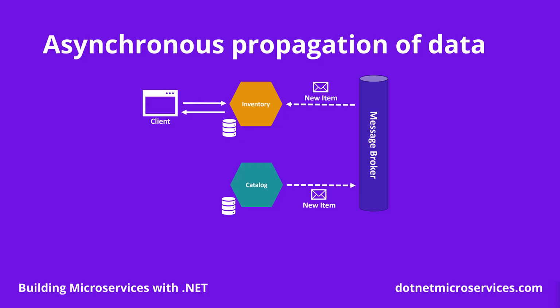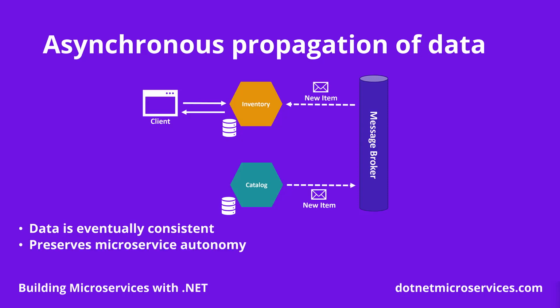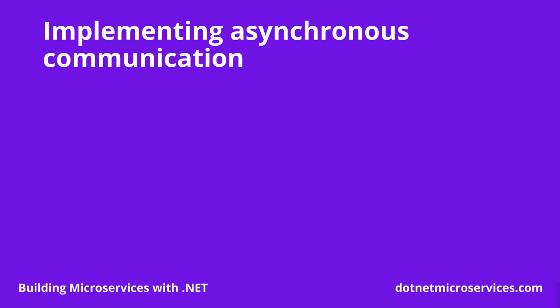So, thanks to asynchronous communication, we can enable eventual consistency across our system, the autonomy of our services is preserved, and the previous inter-service latency is reduced or completely removed. In the next lesson, we will start implementing asynchronous communication between our two microservices.